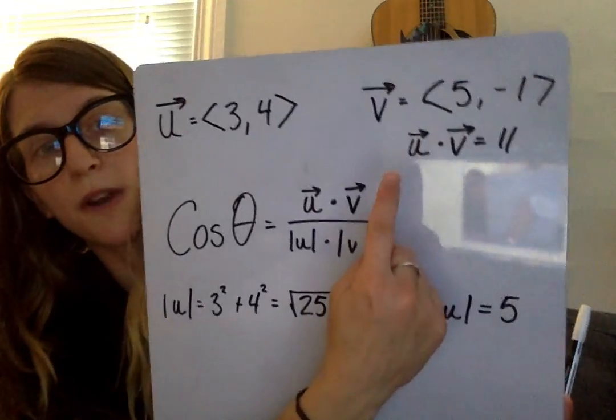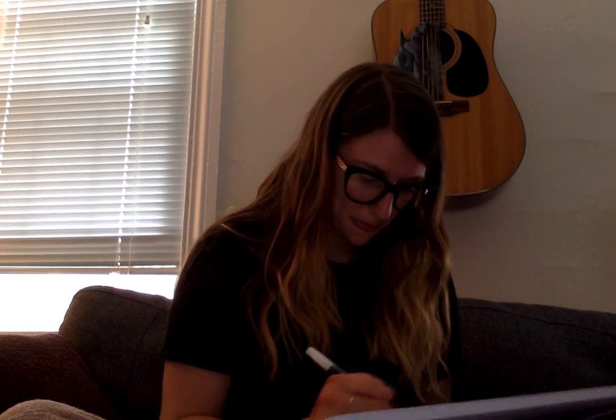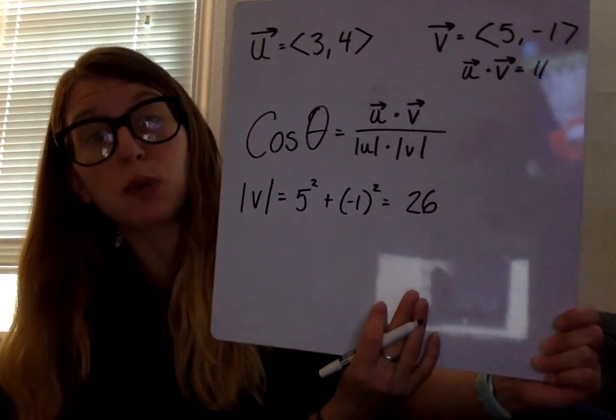And then next what we're going to do is we're going to find the magnitude of vector v. Be careful with that negative, because when you square a negative, it becomes a positive. Cool. Maybe if I can take the cap off of this, it would be easier to write with. Okay, so I'm going to do 5 squared plus -1 squared. So 5 squared is 25. 25 plus 1, because 1 squared is 1, gives me 26. As you can see step by step, now I'm going to have to take the square root.